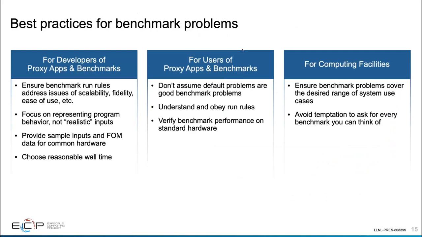All right, so with that little story, we'll pause here and take a look at some best practices for benchmark problems. Again, for developers, when you're putting together your benchmark problems and your benchmark run rules, make sure you address issues of scalability, fidelity, ease of use, and focus on representing the behavior of the program, not necessarily on realistic inputs, because realistic inputs are not necessarily the best way to get realistic behavior. We found it's very important to provide sample inputs and to provide sample FOM data for common hardware. That allows users to make sure they're getting the kinds of results you expect. And finally, be sure to choose a reasonable wall time. Joe will say more about that in his part of the talk.